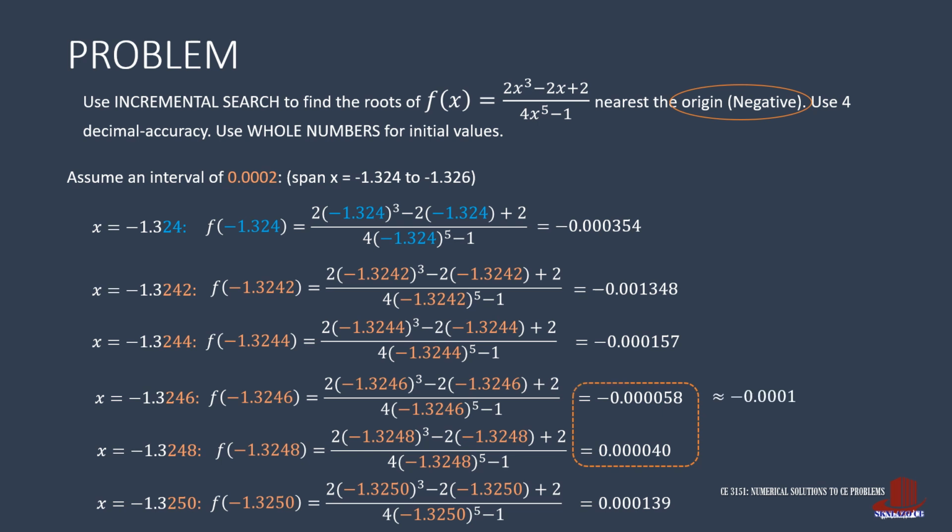From the first option, 0.000058 can be rounded up to 0.0001, which then does not show 4 decimal zeros. The other option will be rounded down to 0. So we can then conclude that x is negative 1.3248.